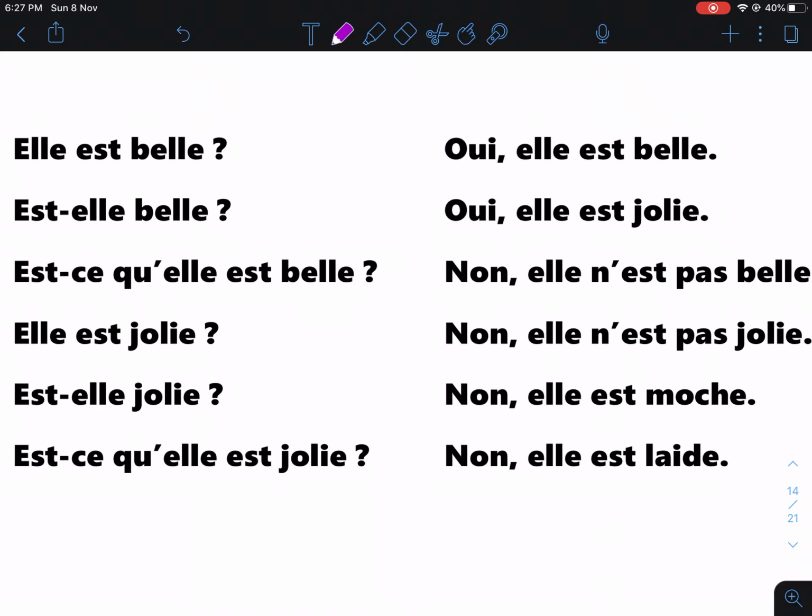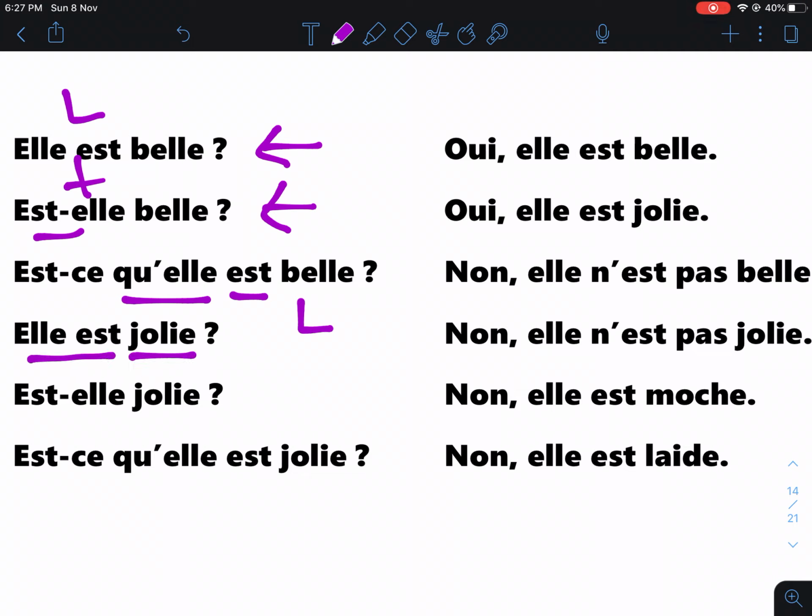Elle est belle. Est-elle belle? Est-ce qu'elle est belle? Well, this is asking, is she beautiful? This is beautiful now. Elle est jolie. Est-elle jolie? Est-ce qu'elle est jolie? Is she pretty?